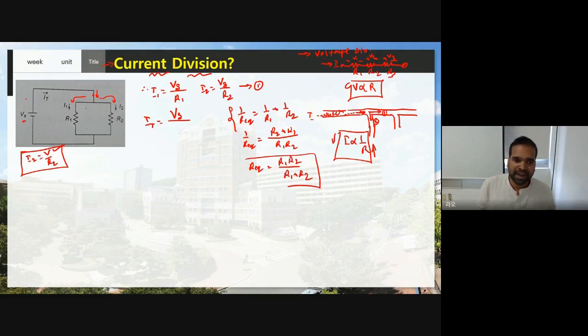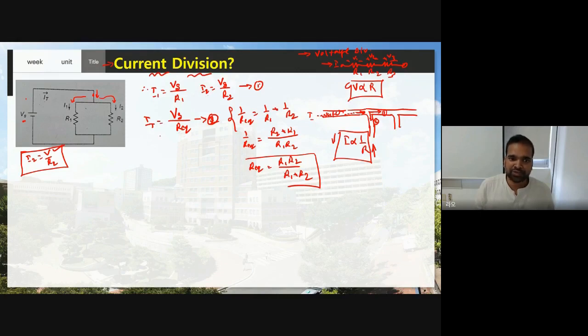Now for finding the total current, IT equals V by R equivalent. I hope you understood the difference between equation 1 and equation 2. Equation 1 is for finding the current at R1 and the current at R2.